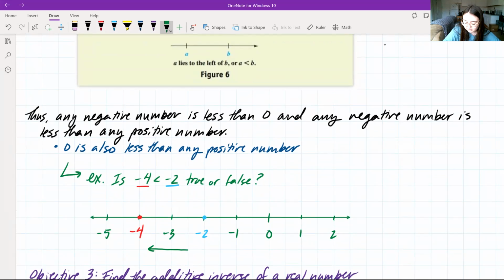And this tells us that -4 is less than -2, which means it is true. And so it was that simple just to see if a number was less than another number, using a number line purely to just see if it lies to the left.